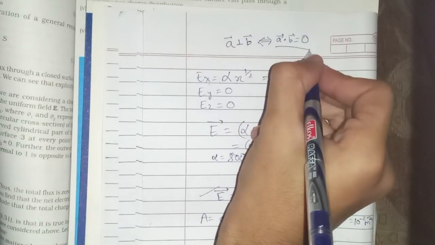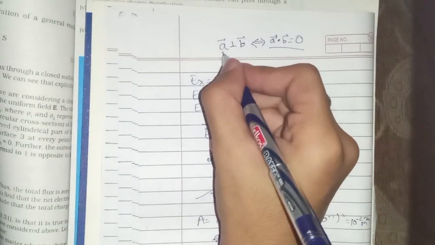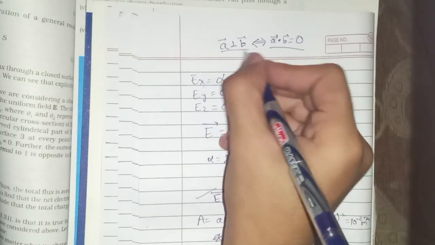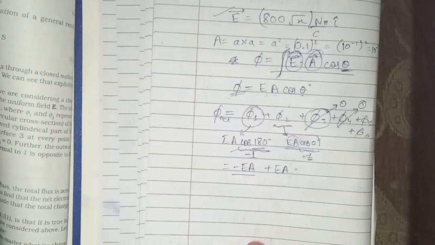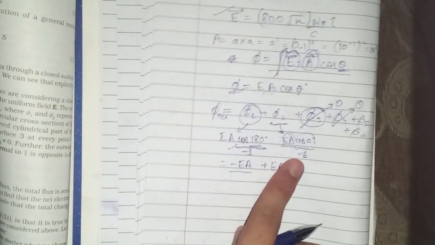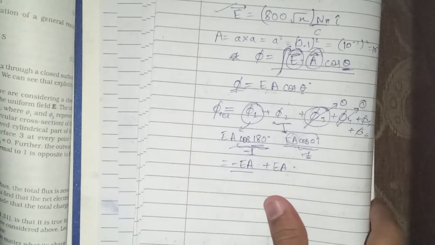Not only this, it's also the other way around. If the dot product is 0, then it gives that vector A is perpendicular to vector B. So now, the flux of the fifth surface.